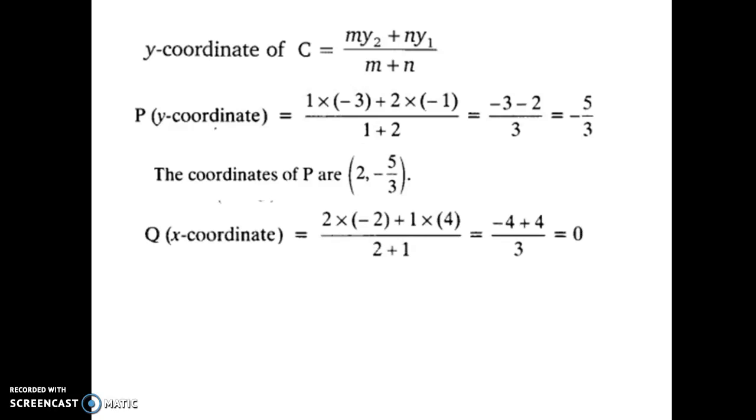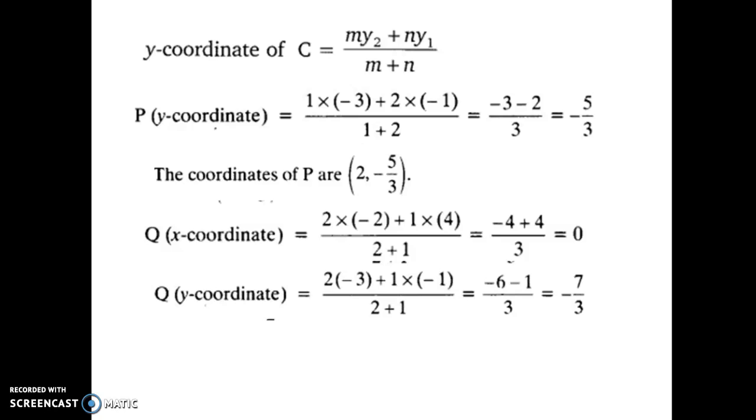Then we have to find out for Q. In the same way, in the formula you have to substitute for the x coordinate. So you'll get 2 into -2 plus 1 into 4 divided by 2 plus 1. Why did 2 plus 1 come, you know, right? Because now the ratio is 2:1 at Q. That's why you are writing 2 plus 1. So you will get -4 plus 4 divided by 3. -4 plus 4 will become 0. 0 divided by any number is 0 only.